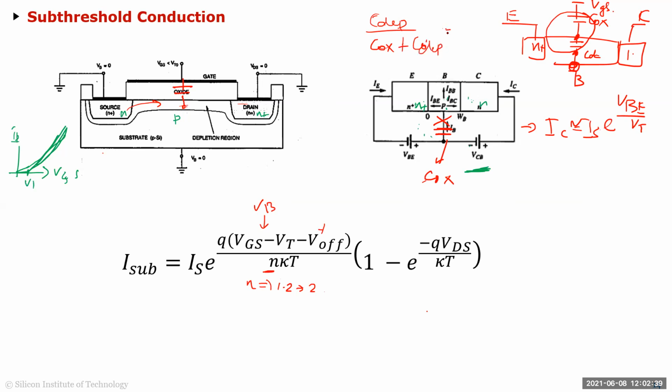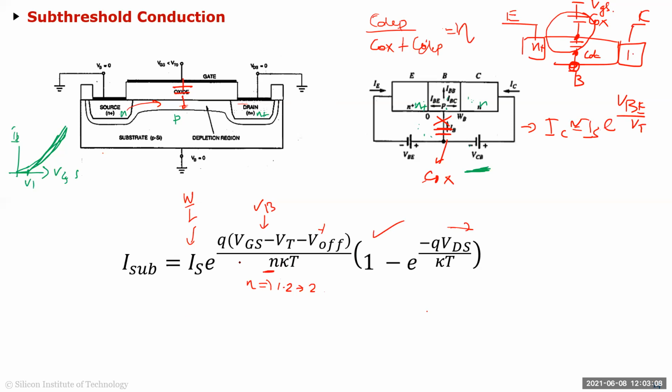This ratio is what is eta in a lot of books, but it's actually a fitting parameter. And IS obviously depends on your W over L times mu and Cox and so on. And then you have this VDS term, which basically tells you if your VDS is really small, then the subthreshold current is low. And once it goes higher than that, then it almost becomes 1 basically. Okay, so that's your subthreshold current.